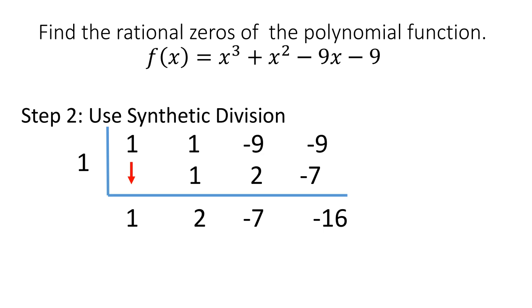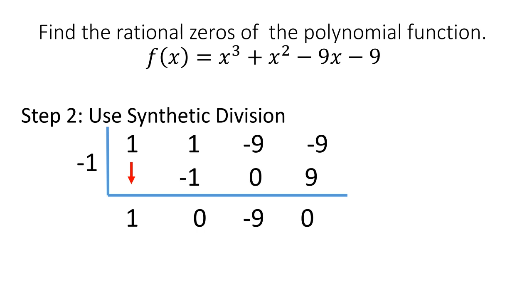This last value is my remainder. And since my remainder was not 0, 1 is not a solution, 1 is not a root. So let's go ahead and try it again. Let's go ahead and try negative 1. Again, the same process. I'm going to multiply, and when I do this, now I get a 0.